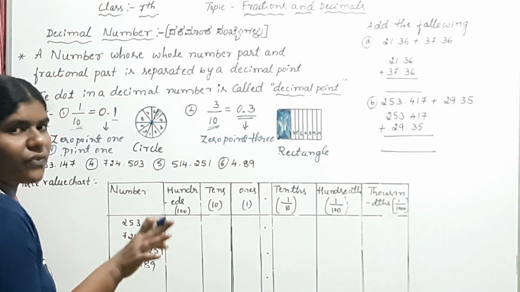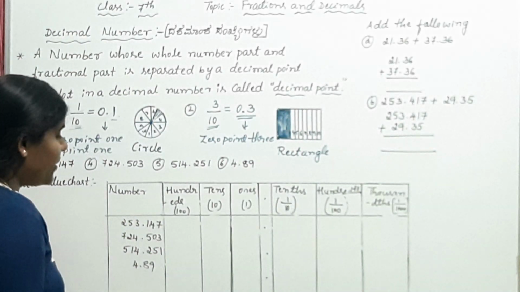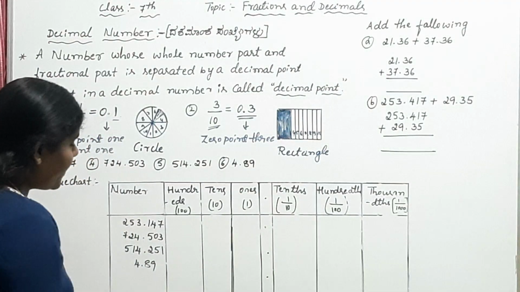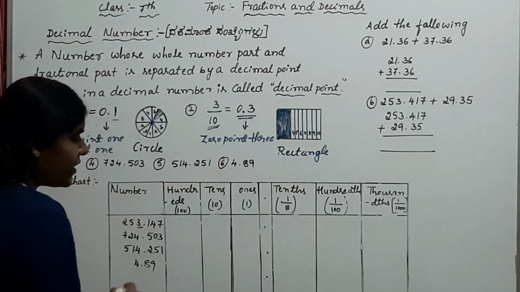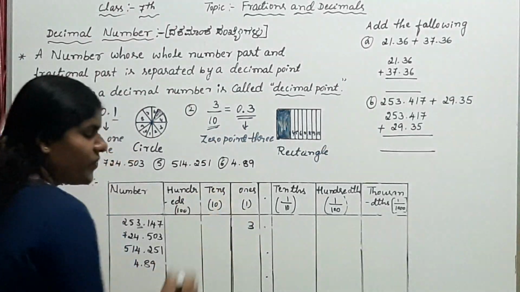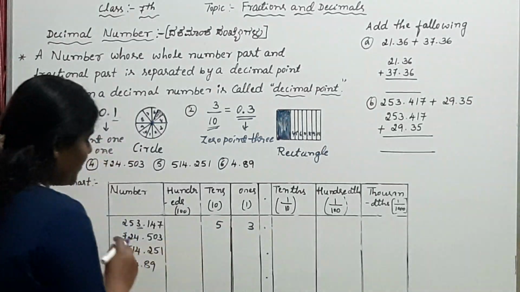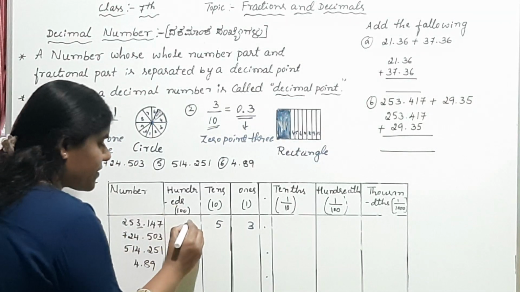253.147. Now you see, first you write the decimal point. After that, what is the place value of 3? Here it is ones, 3. What is the place value of 5? Tens. What is the place value of 2? Hundreds.